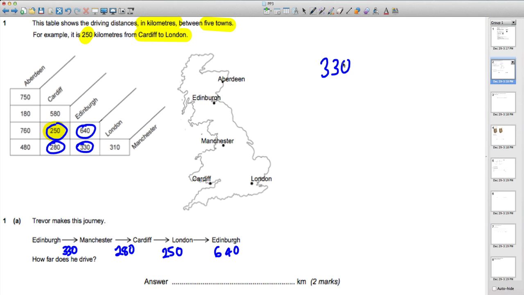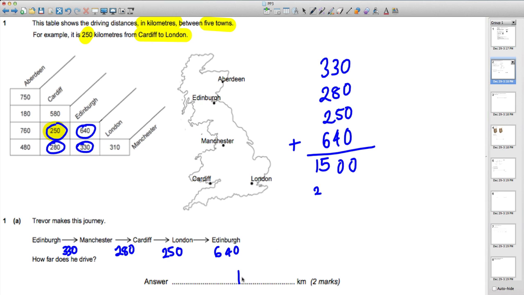So 330, 280, 250 and 640. Add these up in a column method. Add all the zeros, you get 0. 4 and 5 is 9. Add 8 is 17. Add 3 is 20. Put down the 0, carry the 2. 2 and 6 is 8. Add 2 is 10. Add 2 is 12. Add 3 is 15. So it is 1,500 kilometres is our answer. Okay, next question.